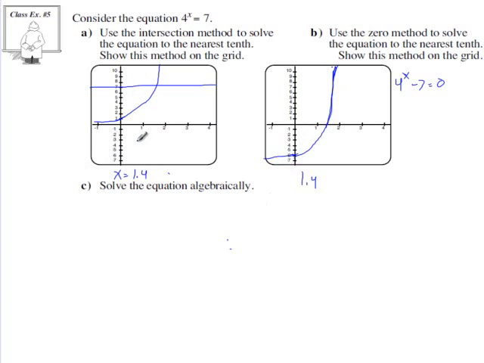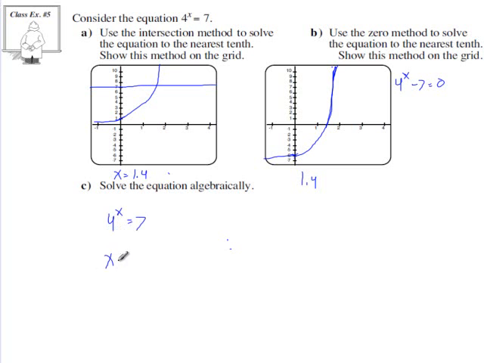If we're solving it algebraically, so now we have 4 to the x equals 7. If you want to solve for an exponent, the best idea would be to rewrite this as a log equation. So if you're rewriting the exponent equation as a log, first you need to get the exponent expression by itself. 4 to the x is already by itself in this case. Next, to convert it to a log, the base of your exponent gets moved over to the other side of the equation and becomes the base of the log.